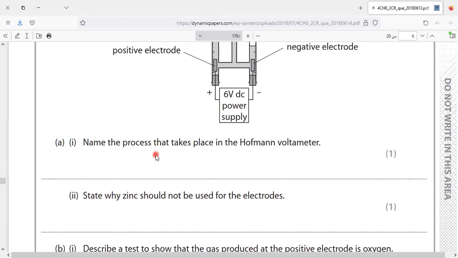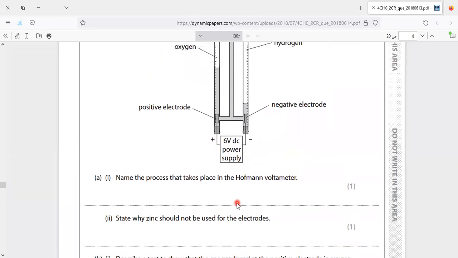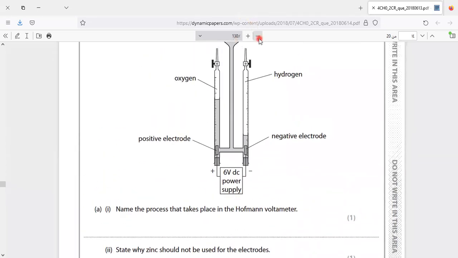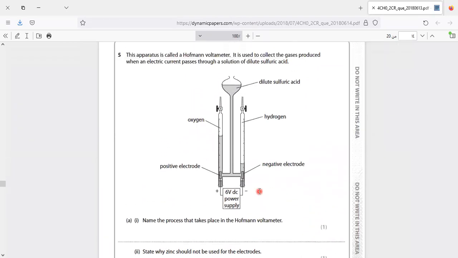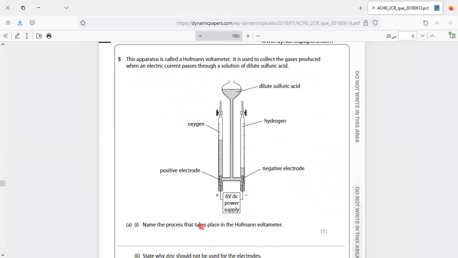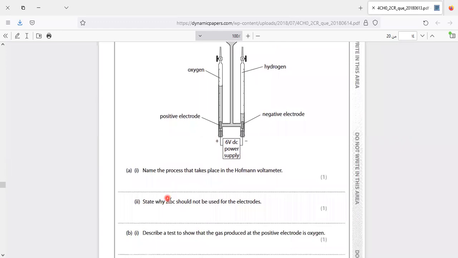Okay. This question, look at the apparatus and tell me what this is. Name the process that takes place in the Hofmann voltameter. What is the name of the process? Electrolysis. This is electrolysis. State why zinc shouldn't be used for the electrode. The electrode must be graphite or platinum, not zinc, not iron. Why?